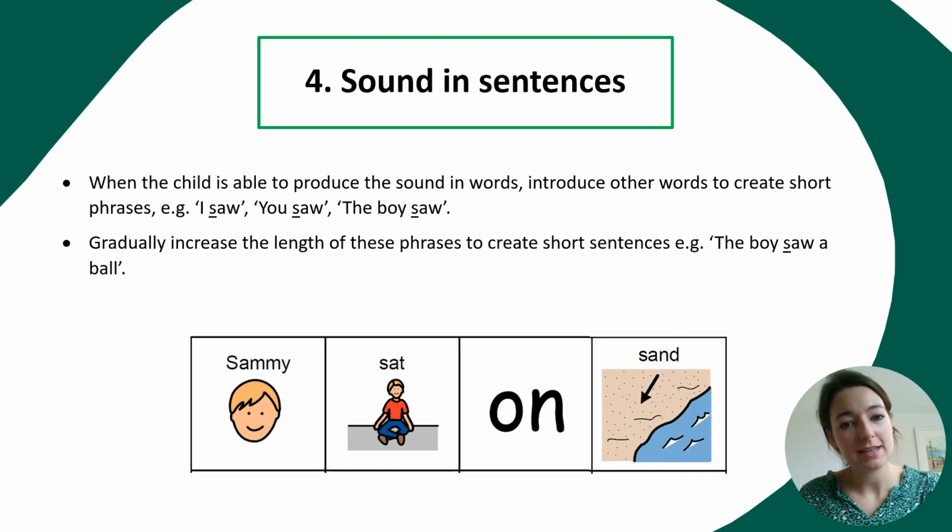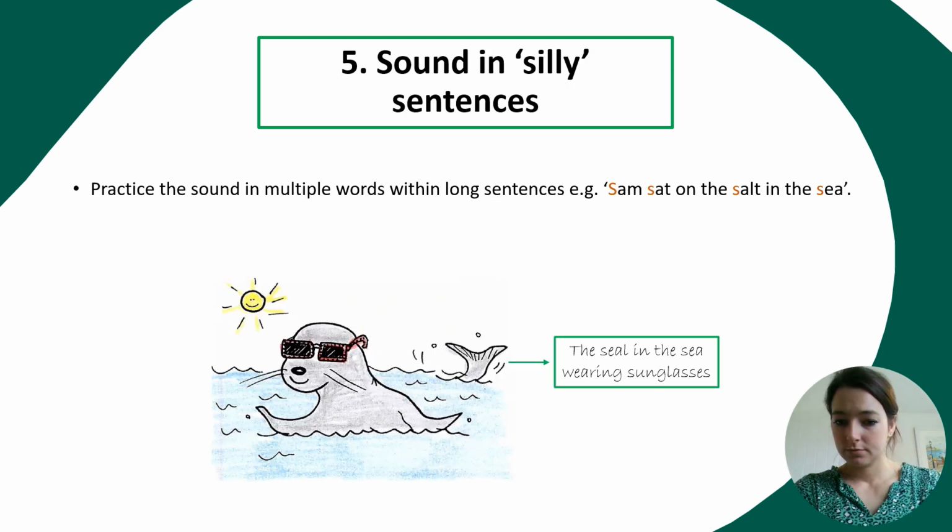So if the child is having difficulty remembering to use the target sound in a short sentence, do not increase the sentence length. However, when you do increase the sentence length, remember to use cued articulation to prompt every time the target sound is produced. For example, Sammy sat on sand.